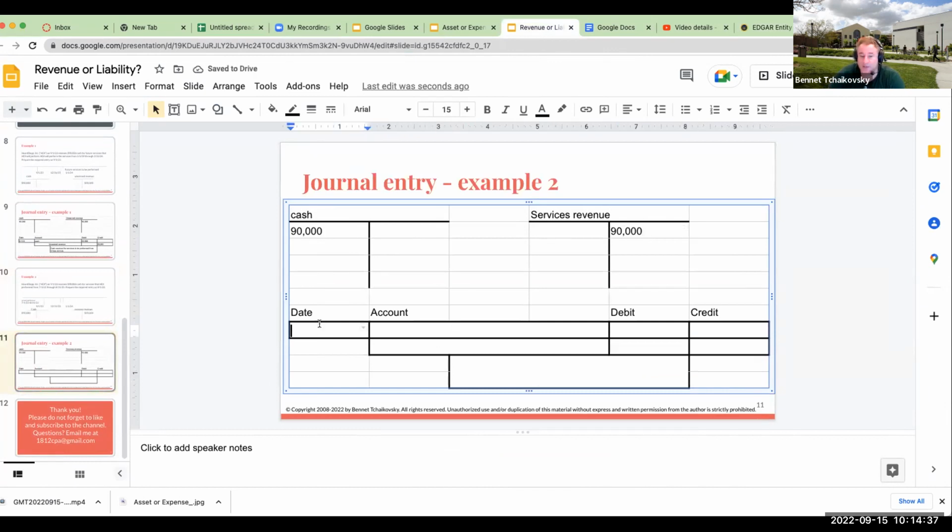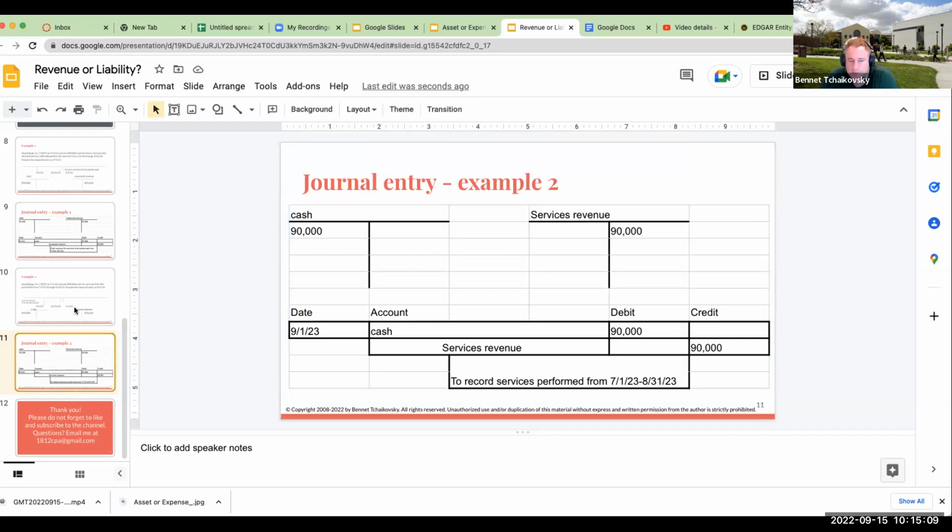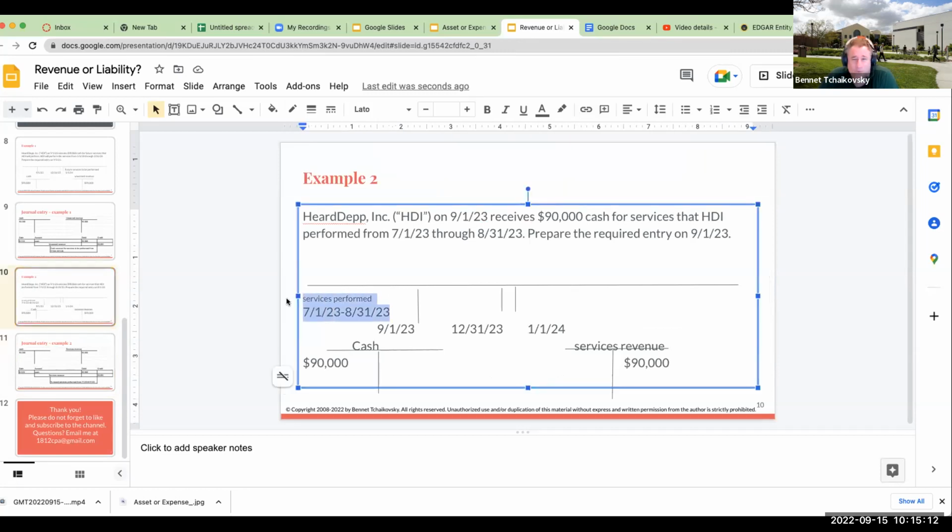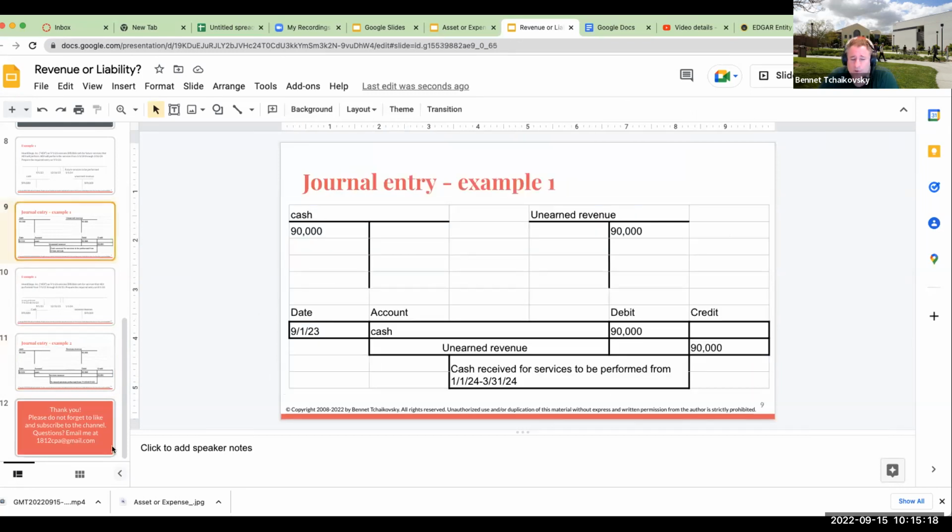The T accounts basically become the journal entry 9/1/23. I'm debiting cash for 90,000 and crediting services revenue for 90,000. Okay, so to record services performed from 7/1/23 through 8/31/23. So that's how we tell the distinction between the two. But remember, if we've performed the services, I can record the revenue. If I haven't done it, it's going to be a liability, or unearned revenue.